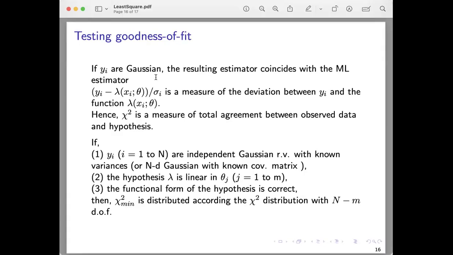Now, this quantity, yi minus lambda over sigma, basically gives you a measure of the deviation between yi and the true function lambda, right? So we can use this chi-square as a measure of total agreement between observed data and hypothesis.